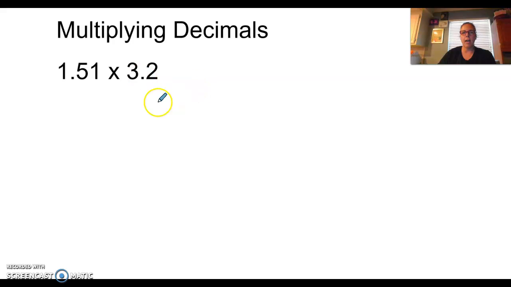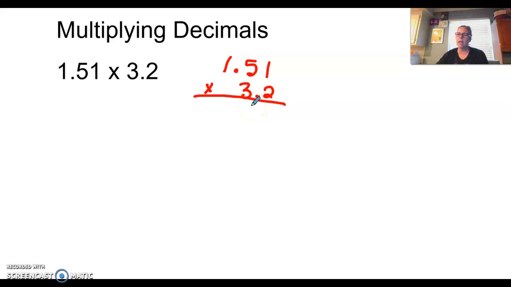So if we were to multiply this number, on your sheet of paper, write these examples down. 1.51, or 1 and 51 hundredths, times 3 and 2 tenths. If you learned lattice, then do it that way, but I'm not going to use that. If you learned how to multiply doing that, then use that. That is fine. So 1.51 times 3.2. Notice we do not line up the decimals. You only do that on adding and subtracting. You do not do that on multiplying and dividing.